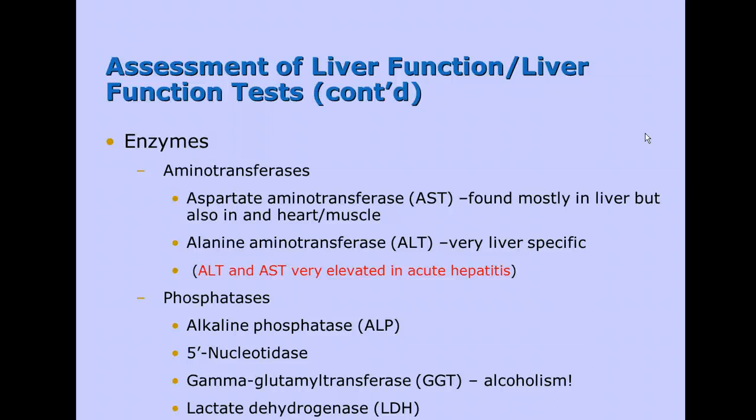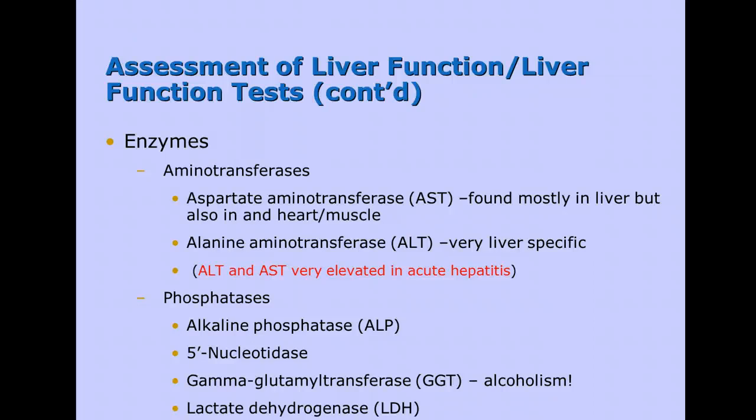Alanine aminotransferase, or ALT, is very liver specific. I always remind my students the one that is liver specific is the one that has the L in it right here. Very important to make note that ALT and AST are both very elevated in acute hepatitis. When we see those patients that are in that situation, and usually they have a very icteric specimen, which is very dark yellow, their ASTs and ALTs are sometimes in the 500, 800, sometimes 1,000 range.